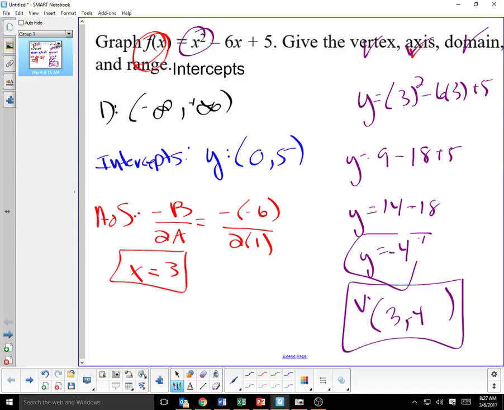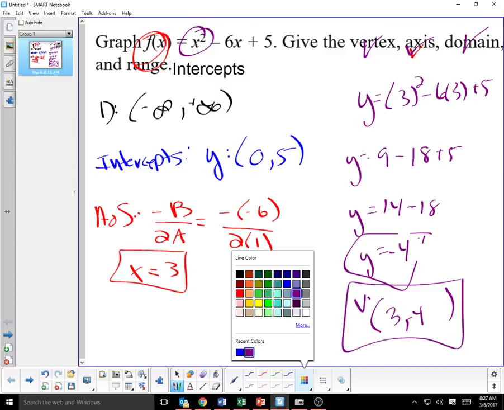That means that my range, what color do you guys want? Green. Green. That one? Yeah, that looks cool. Or like the bright green?